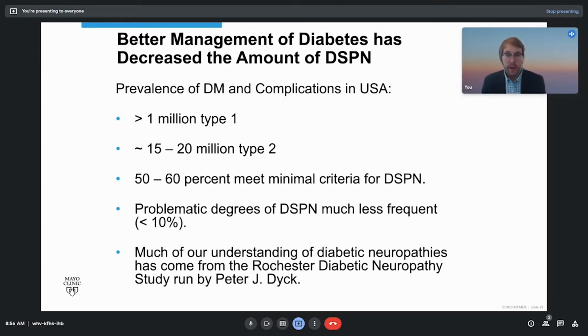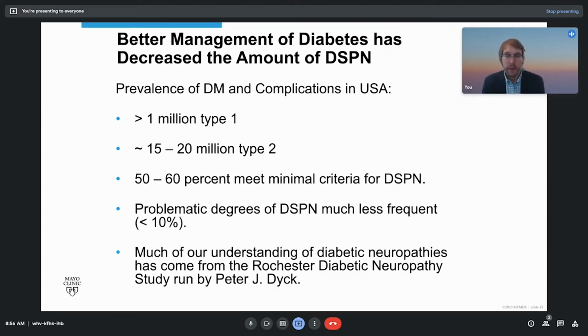Better management of diabetes has decreased the amount of diabetic symmetric polyneuropathy. That's what DSPN stands for. Prevalence of diabetes and complications in the United States are common. Greater than 1 million persons have type 1 diabetes. 15 to 20 million, and probably more, have type 2 diabetes.